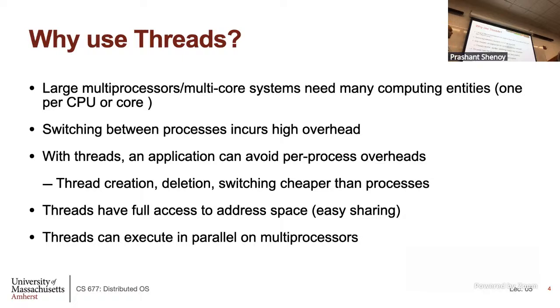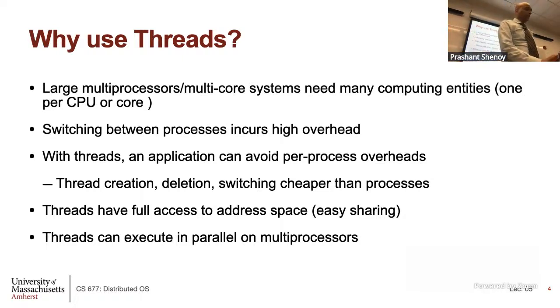Also, thread creation and thread deletion, as you will see later on in today's lecture, are much cheaper than creating a process, because when you create a process, you have to allocate memory and so on. When you create a thread, the process already exists, so you don't have to reallocate memory. So it's much cheaper to perform some of these operations. Those are all advantages of having threads. I already said threads share the address space of the process and they execute in parallel.